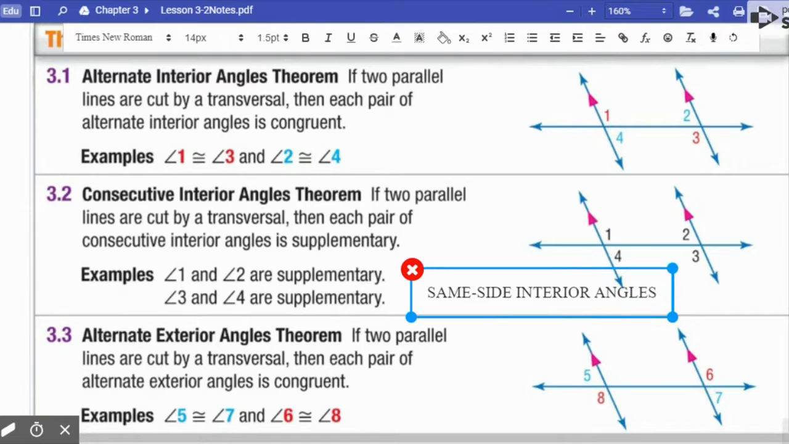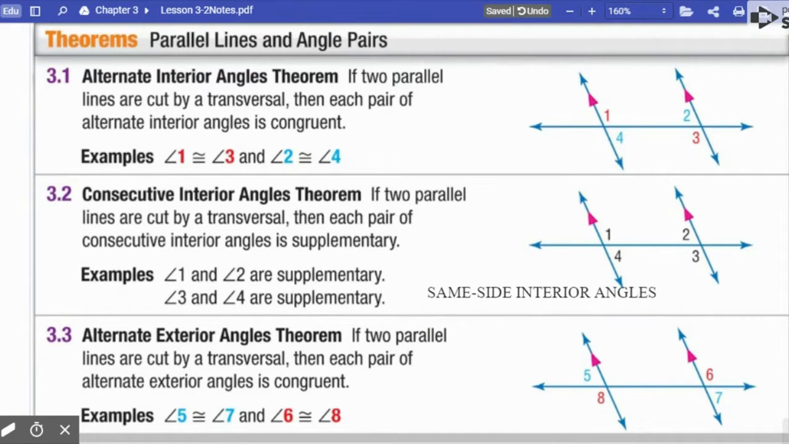Now, why did I prefer the name same side interior angles? Because, simply put, if you have same side interior angles, they are supplementary. Look at the S's. Same side supplementary. So that's the easiest way to remember these. Same side interior angles are supplementary.